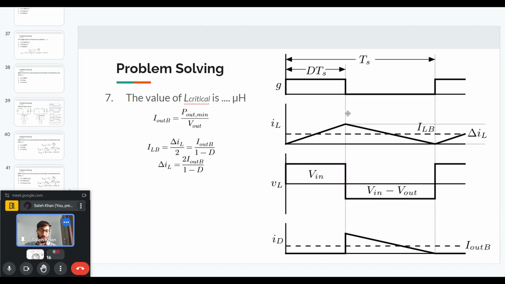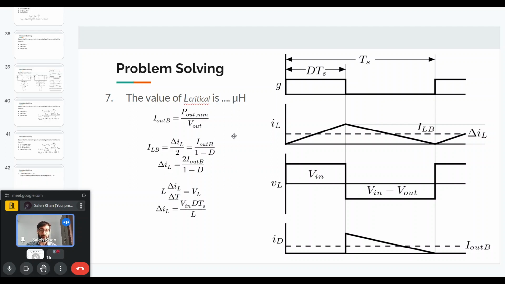Then we can see that during the boundary case, the average inductor current is equal to half of the inductor current ripple. That is true for buck converter, boost converter, buck boost converter in all cases. In the boundary condition, the average inductor current is equal to half of the peak to peak ripple in the inductor current. Since for a boost converter the inductor current is equal to I out divided by 1 minus D, it will be the same in the boundary case as well. ILB, the boundary inductor current, will be equal to the boundary output current divided by 1 minus D. And D is constant at 0.6 for all these cases because the output voltage is constant at 75 volts. So from this expression, we can find the value of the peak-to-peak ripple in the inductor current.